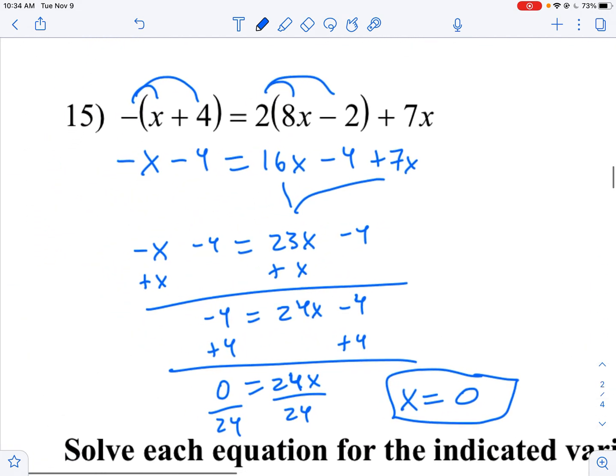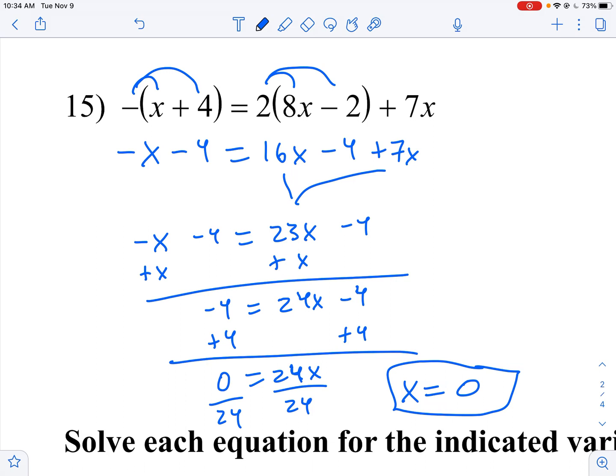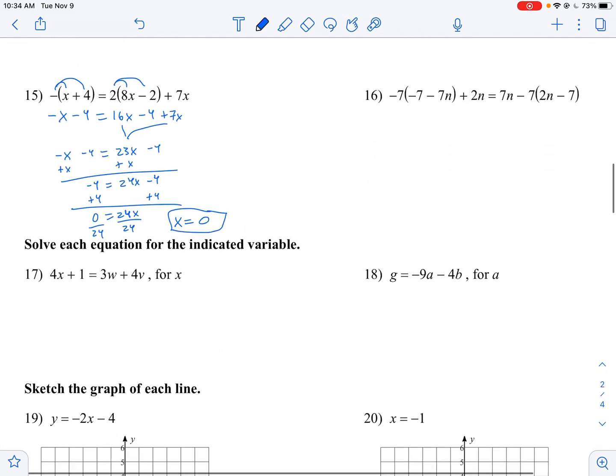On 15, I just want to show you another example of multi-step equations. If it's got parentheses, you've got to distribute, and then you want to combine like terms, and you want to get your variables together. There were variables on both sides, so we can get them together. Then you want to get all your numbers on the other side, and that one comes out to be 0.